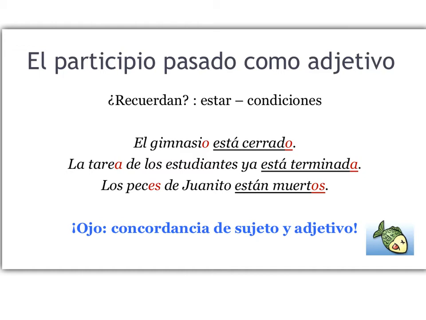Los peces de Juanito están muertos. The fish of Juanito are dead. Sorry, fishies. Están muertos. The other important thing to be keeping in mind here, ojo, watch out for this. Watch out for concordancia de sujeto y adjetivo. And I showed that to you in red above. Gimnasio and cerrado agree. Tarea and terminada agree. Peces and muertos agree. This is probably the most important thing you'll need to keep in mind with your past participles, keeping in mind agreement.